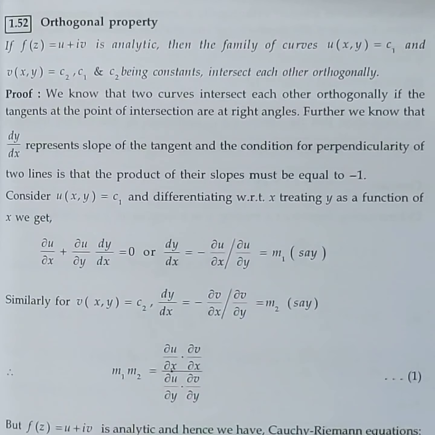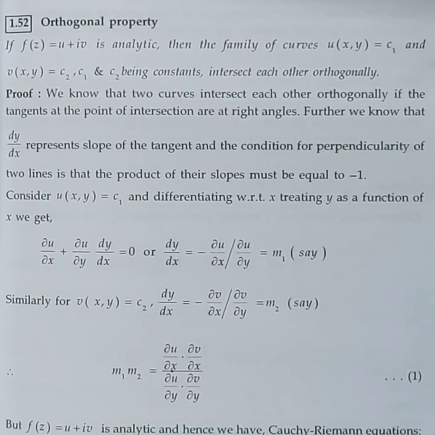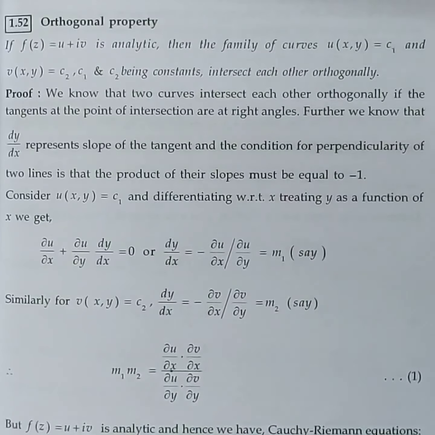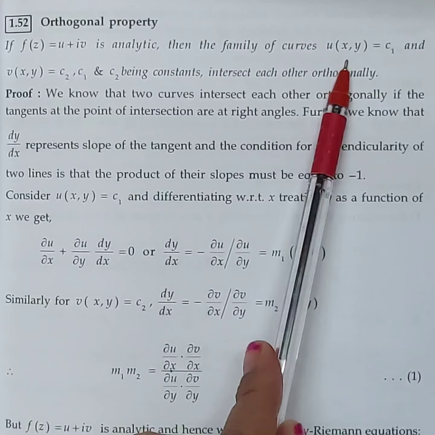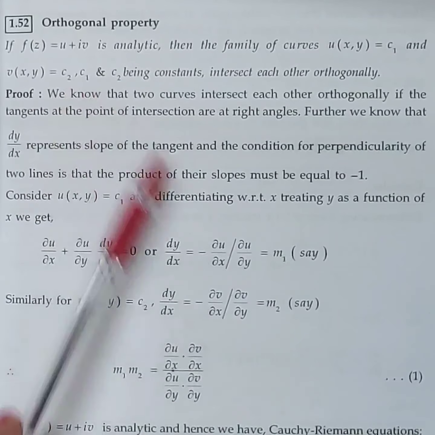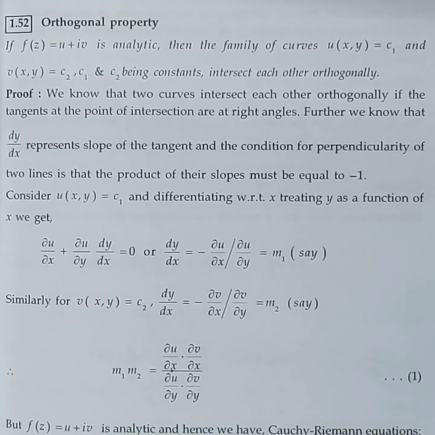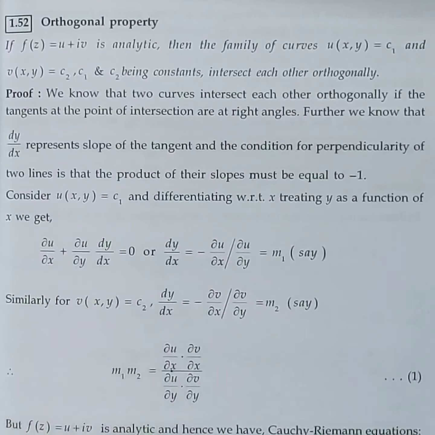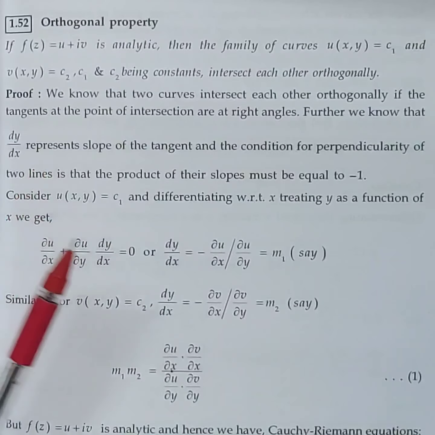In this video, let's see the orthogonal property. If f(z) = u + iv is analytic, then the family of curves u(x, y) = c1 and v(x, y) = c2, where c1 and c2 are constants, intersect each other orthogonally. This is the statement. And now let's see the proof.